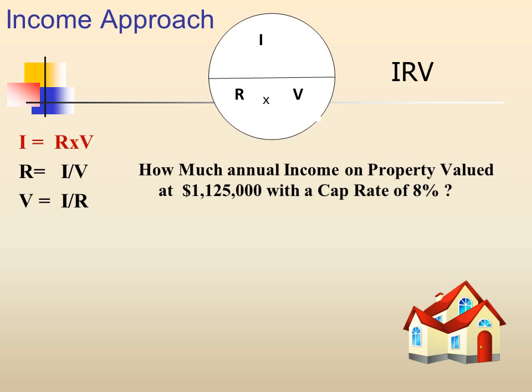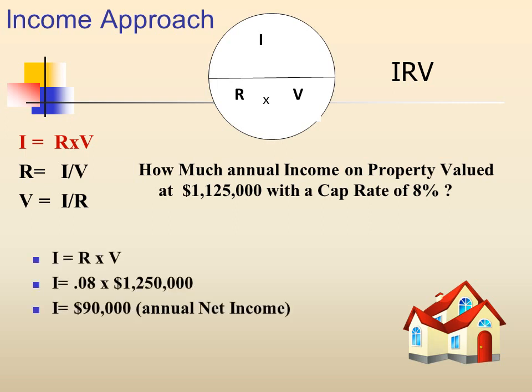So here's the way this might work. Let's start and let's solve for an income problem. How much annual income would we receive on a property that was valued at $1,250,000 and at a cap rate of 8%? Well, we use our I equals R times V formula. Our rate is 0.08. Our value is $1,250,000. 0.08 times $1,250,000. We could expect a net annual income of $90,000 on this particular deal.